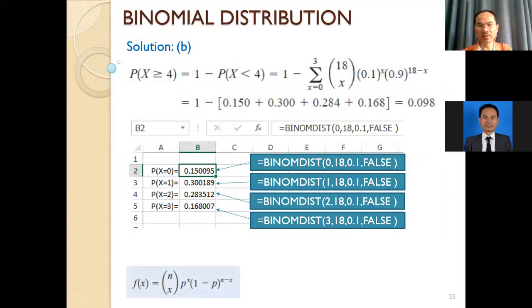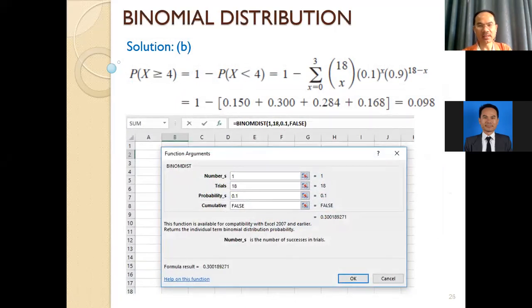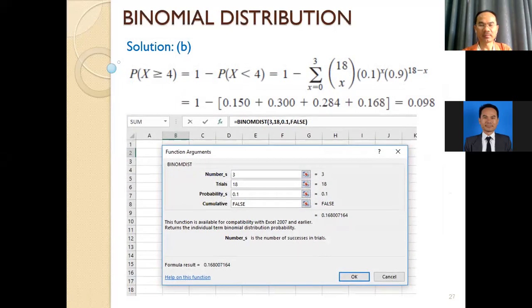I show you how to calculate when P(X) equals 0, 1, 2, 3. You can call for the binomial distribution in Excel. That's right, binomial distribution in Excel. And also you can search by function, insert function.